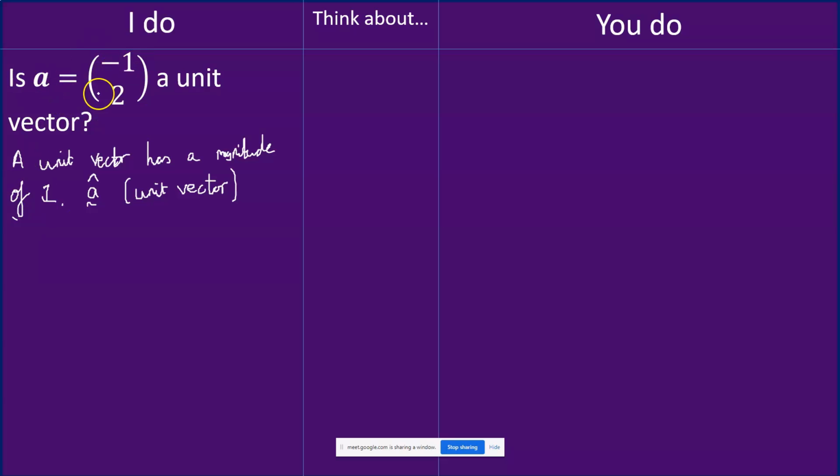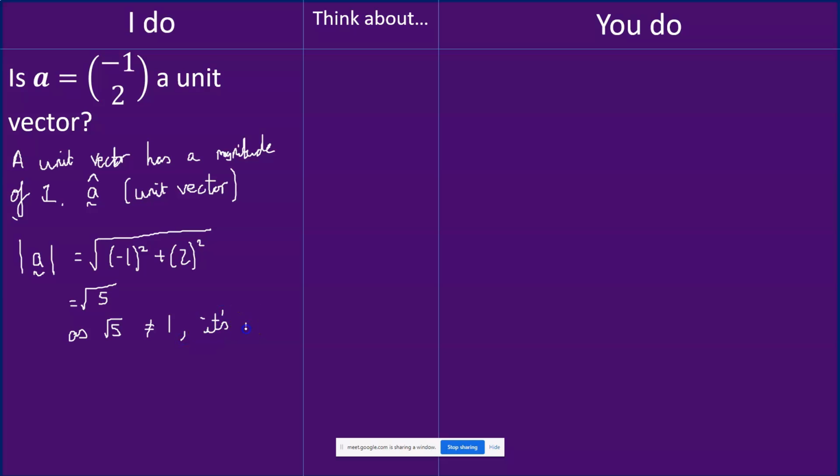Okay, so we're going to check whether a here is a unit vector. Let's first of all find the magnitude of it. So grabbing my calculator, I'm not going to get caught out by squaring the minus 1 wrong. Add 2 squared. And so that's going to be the square root of 5. Root 5 is not equal to 1, so it's not a unit vector. And feel free to add your own punctuation.